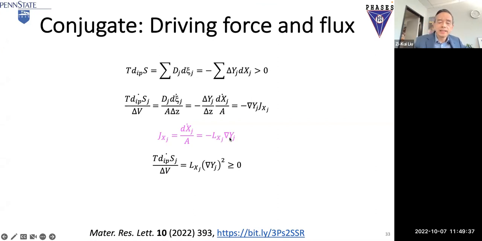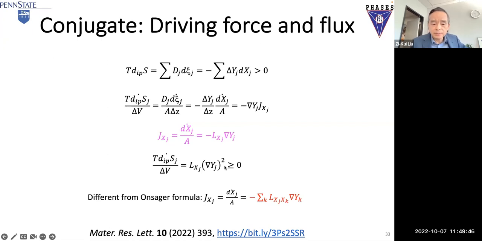Okay. Anyway, and then you can do the calculation of entropy production. It's always positive in the process taking place. Okay. It's very different from the Onsager formula. I know that some of you are doing this work. The Onsager formula says that J, the flux of one component or species, is proportional to all driving forces, all potentials in the system. Okay. If you're interested, I discussed in this paper why this equation is incorrect.